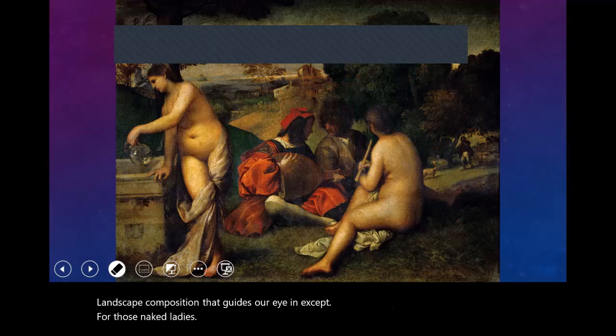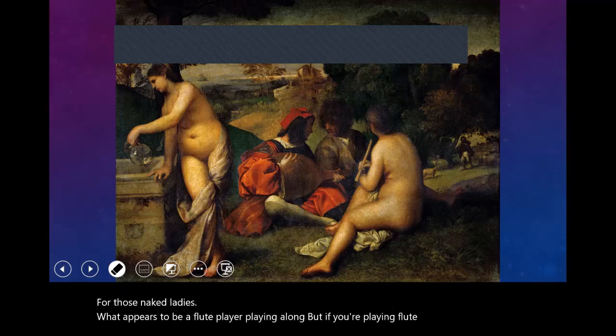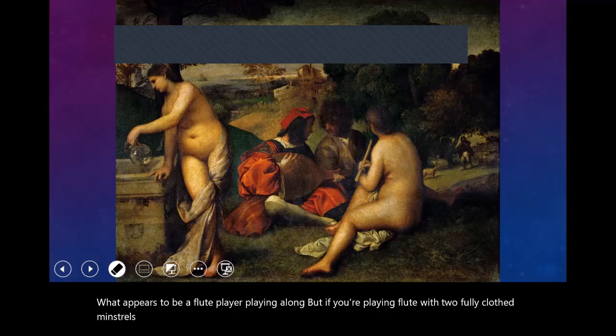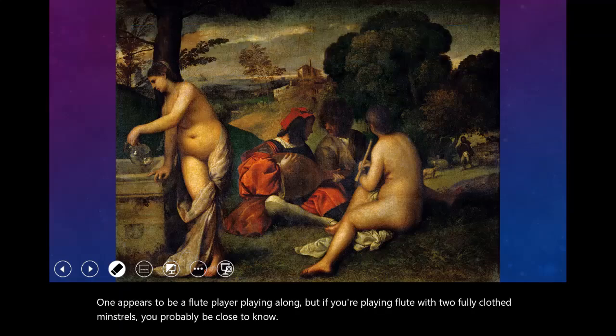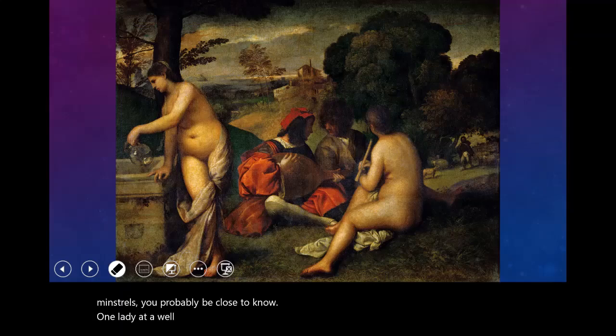One appears to be a flute player playing along, but if you're playing flute with two fully clothed minstrels, you'd probably be clothed too, no? One lady at a well with a pitcher of water. The typical solution to this is, one, they're not really there. Two, they're not even really human, probably.